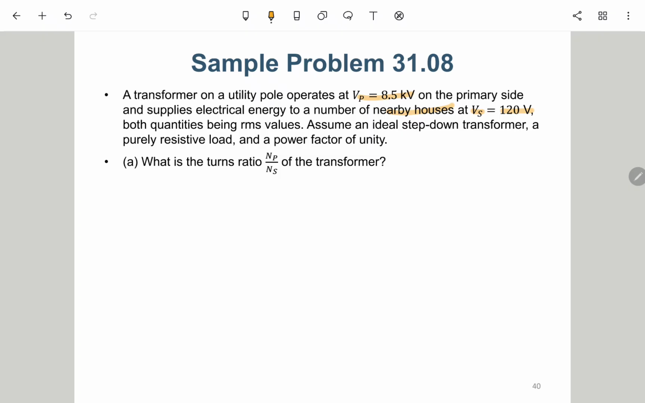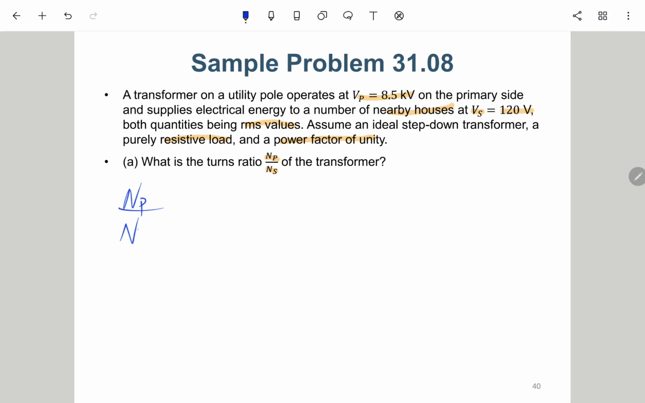Vs is 120 volts, both quantities being RMS values. So assume an ideal step-down transformer, a purely resistive load, and a power factor of unity. Of course this is quite ideal, just as an example. So, what is the turn ratio Np over Ns of the transformer?